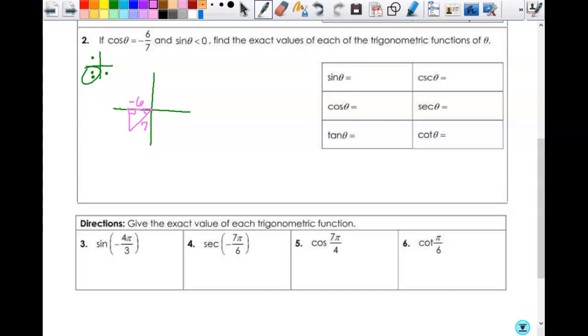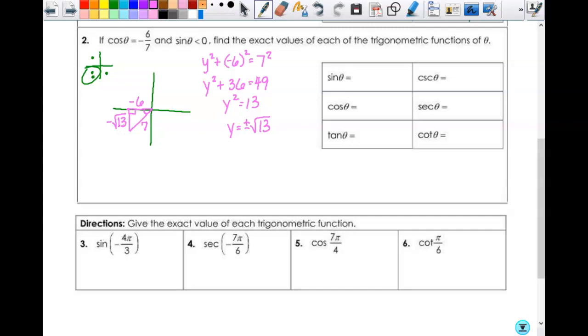Then I need to do Pythagorean theorem. So I'm looking for y. So I have y squared plus negative 6 squared equals 7 squared. Right? So y squared plus 36 equals 49. And then y squared equals 13. So y is equal to the square root of 13. Technically, it is plus or minus the square root of 13, and that's important because, again, I am in the third quadrant, so this is a negative square root of 13.